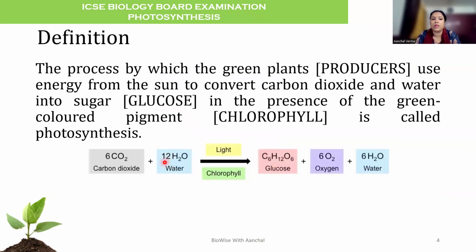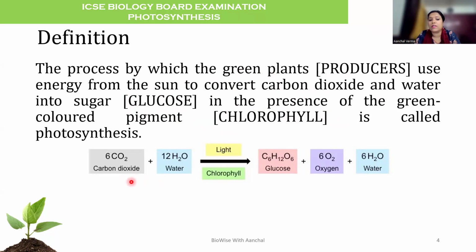You can see here. What is photosynthesis? It's a very simple thing. If you know the reaction, you can easily write the definition. The process by which the green plants, very important because chlorophyll is a must for photosynthesis, the green plants, producers, use energy from the sun to convert carbon dioxide and water into glucose in the presence of the green colored pigment called chlorophyll is called photosynthesis.